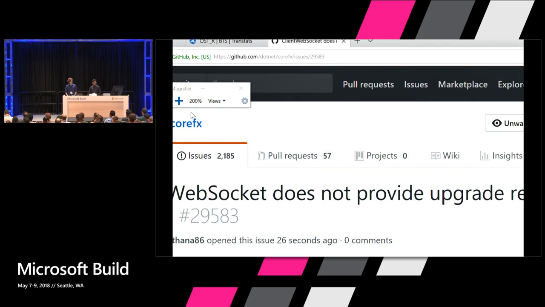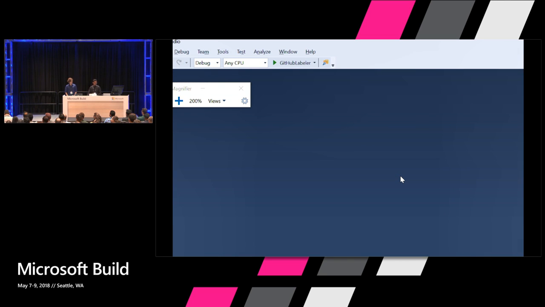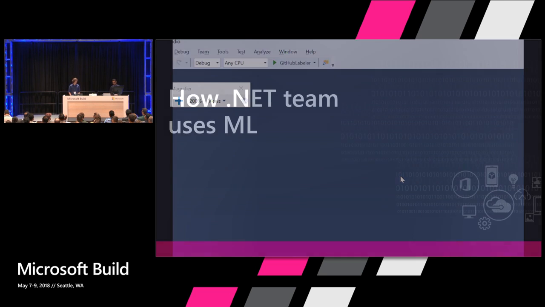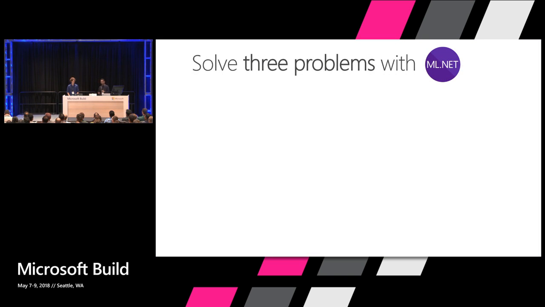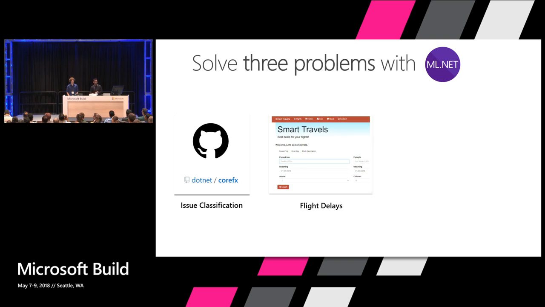So what we're going to show you next is a series of demos about how we can build these kinds of apps, but also about how machine learning can help in your everyday .NET app scenarios. We're going to get into how we build this issue classifier on GitHub. We're then going to get into a fictitious app that we built called Smart Travels. It's very similar to Expedia. We've taken the pictures and everything else from there too. You'll probably see it.